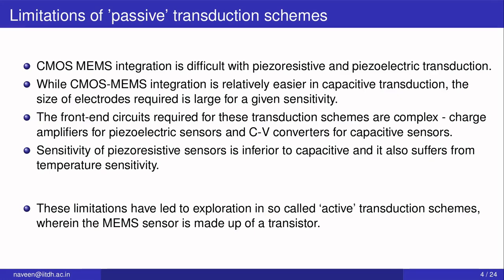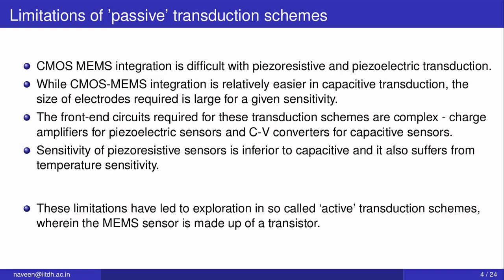So there are some limitations of these so-called passive transduction schemes. When I say passive, I'm using some abuse of notation, because piezoelectric is not quite passive, but piezoresistive and capacitive are truly passive transduction schemes. One of the difficulties is that CMOS MEMS integration is quite difficult with piezoresistive and piezoelectric, because the materials which are compatible with CMOS don't have the kind of sensitivities that one would like to have. And when it comes to capacitive, CMOS MEMS integration is relatively easier.